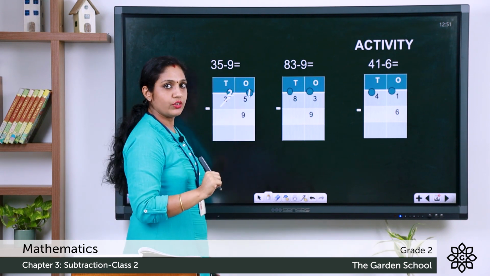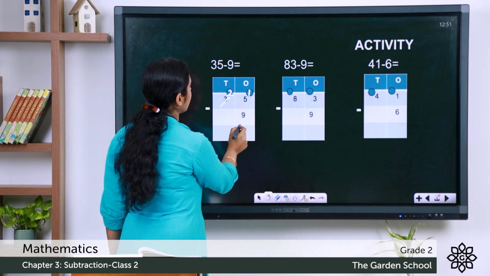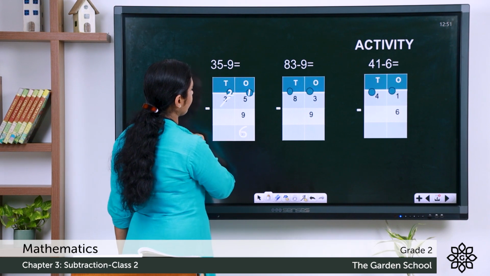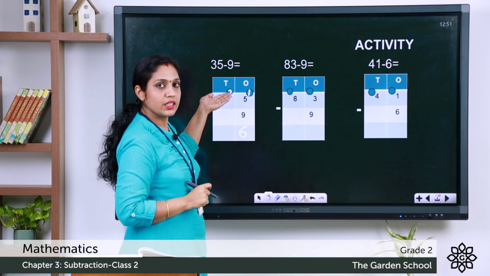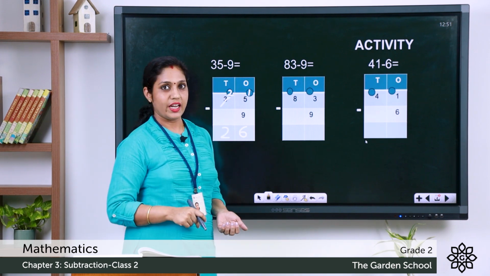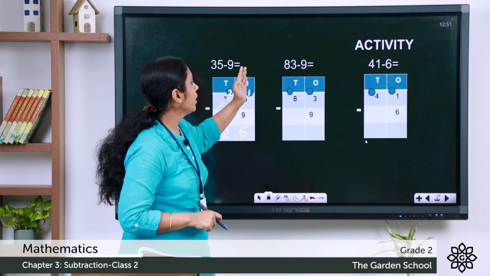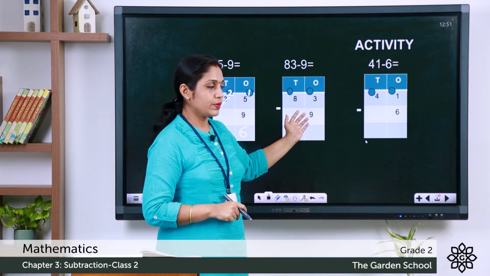So now we have to subtract 15 minus 9. How much is the answer? It's 6. And we have in the tens place 2. So you can write 2 there. Next, we have 83 minus 9. 3 and 9 in the ones position.